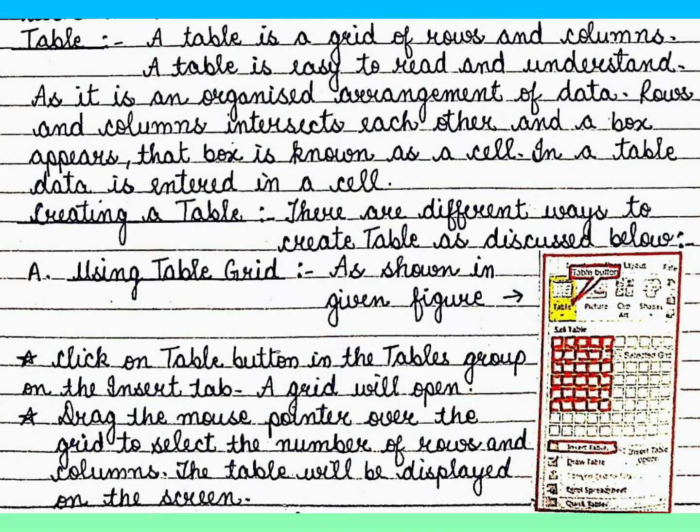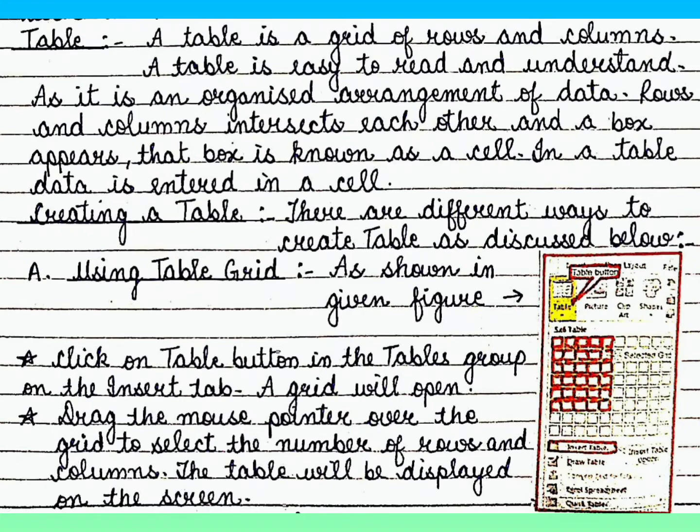Table. A table is a grid of rows and columns. A table is easy to read and understand as it is an organized arrangement of data. Rows and columns intersect each other and a box appears. That box is known as a cell. In a table, data is entered in a cell.